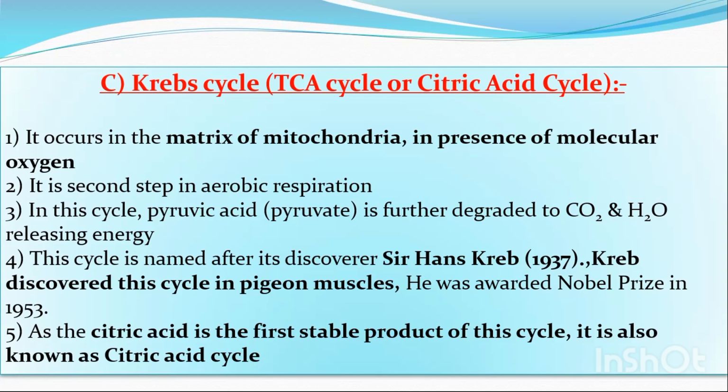2 things. Number 1, it will take place within the mitochondrial matrix, and number 2, free molecular oxygen is available. Then it is representing the third step in aerobic respiration, not second, it is third. The first one is glycolysis, the second one is acetylation, and this is the third step. In this cycle, pyruvic acid further undergoes degradation to form the complete oxidation products CO2 and H2O. Complete oxidation of pyruvic acid will result in the formation of CO2 and H2O. That's why it is called complete oxidation.